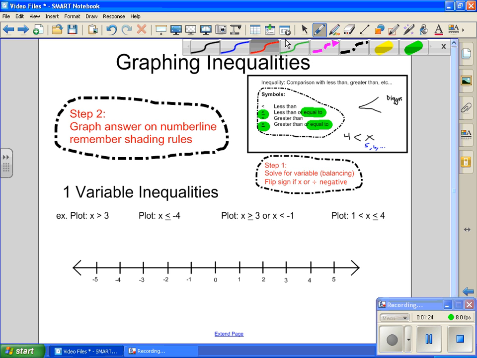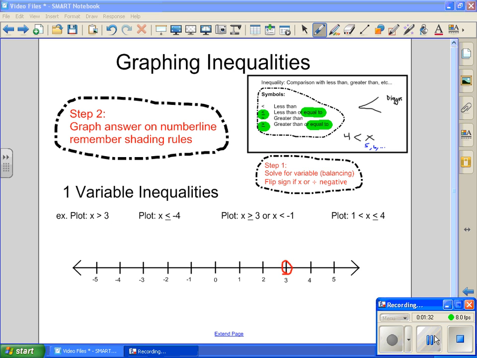The first thing you want to do is circle the point. You circle the point, so it says 3. Then you ask yourself, is it equal to it? Is there an equal to bar? In this case, if you notice, there's no equal to sign. If it is equal to it, you shade it in. If not, you leave it open. Since it's not equal to, it's left open, so we move to the next thing.